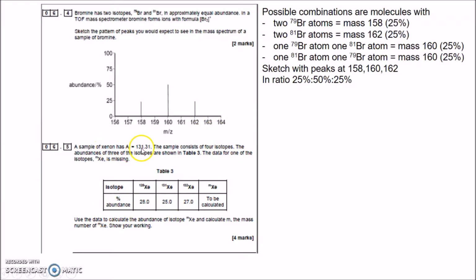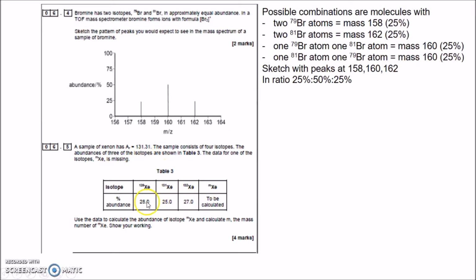Okay, a sample of xenon. Mass 131.1, so that's the average. So when I work out the average from all of these different isotopes, the sample consists of 4 isotopes. The abundance of 3 isotopes are shown in table 3. The data for one of the isotopes is missing, so I've got to calculate what the percentage abundance is for this. So I know that the average of all 4 of them equals this.